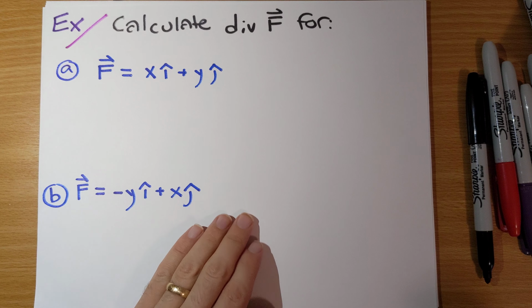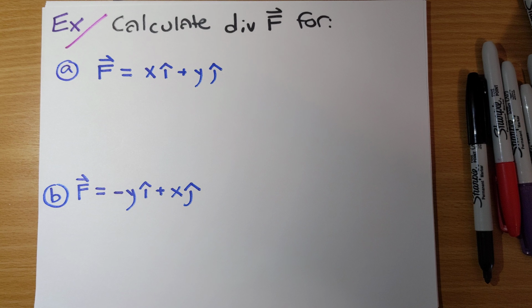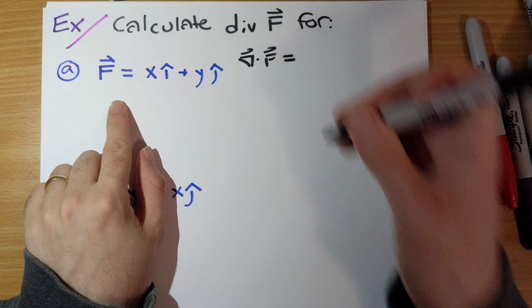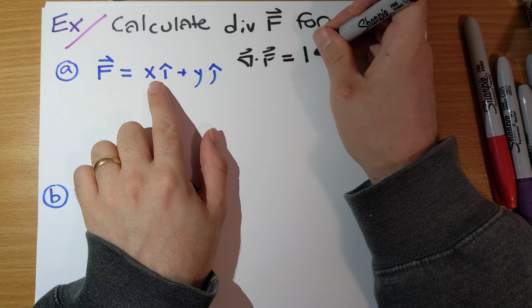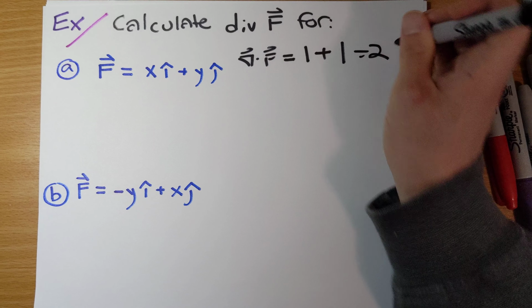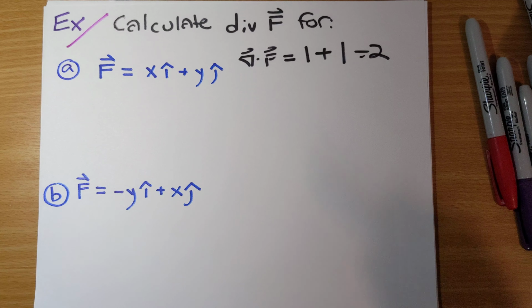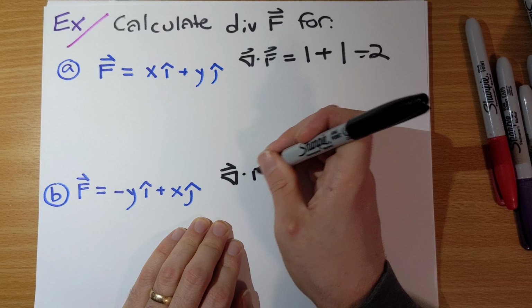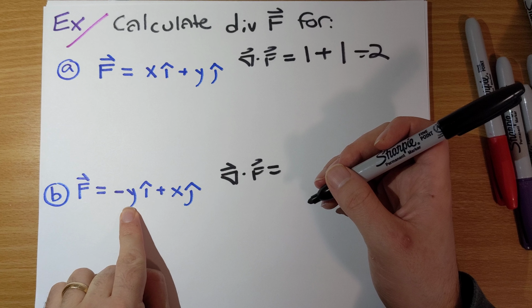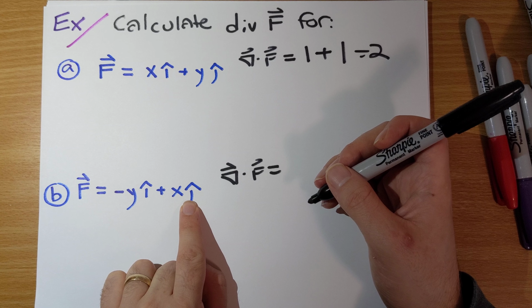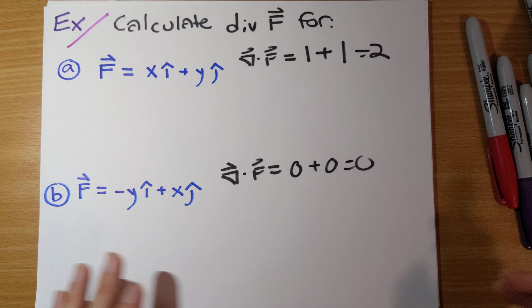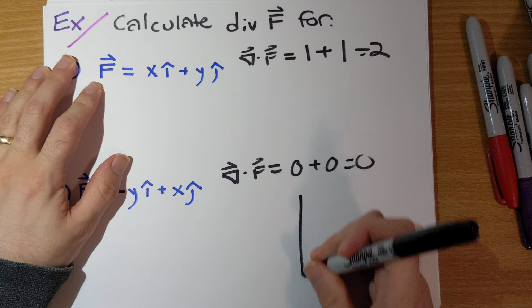Let's calculate the divergence in just a couple of basic examples. For this one, the divergence of f would be the x partial derivative, which is 1, plus the y partial derivative, which is 1, so that's 2. And so an expansion is also occurring here. For this one, the partial derivative with respect to x is 0, and the partial derivative with respect to y is also 0. So there is no expansion or contraction going on here.